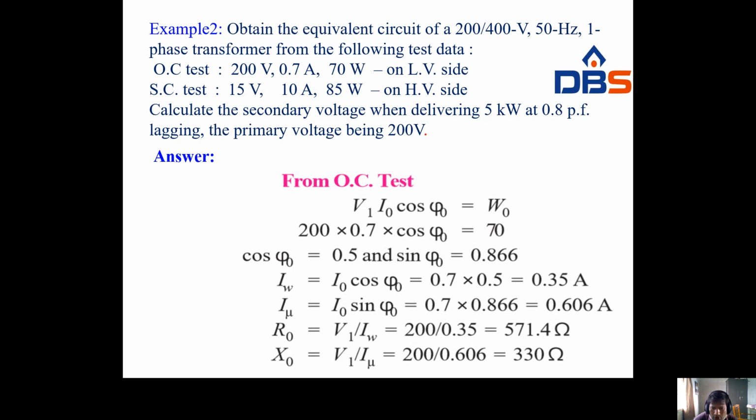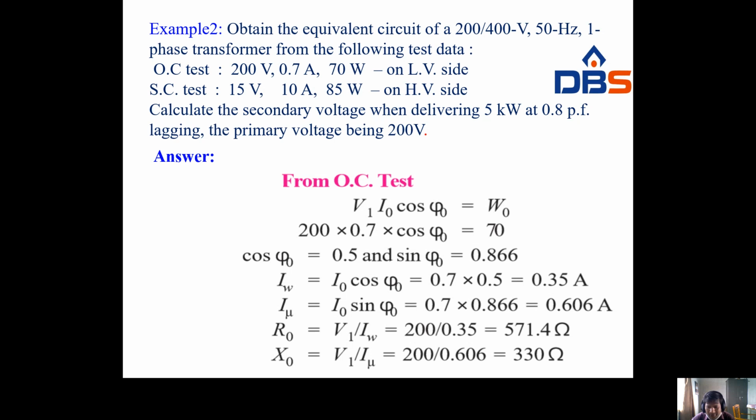Therefore, cos phi naught is equal to 70 by 200 into 0.7, that is equal to 0.5. So cos phi naught is equal to 0.5, that is nothing but phi naught is equal to 60 degrees. Now sin phi naught, sin 60, root 3 by 2, is equal to 0.866.